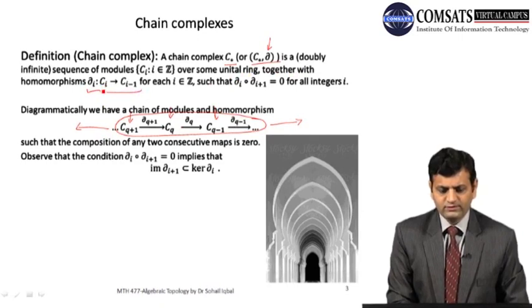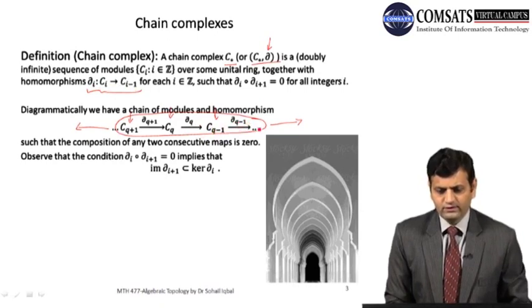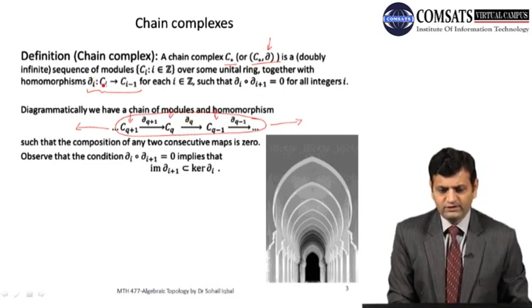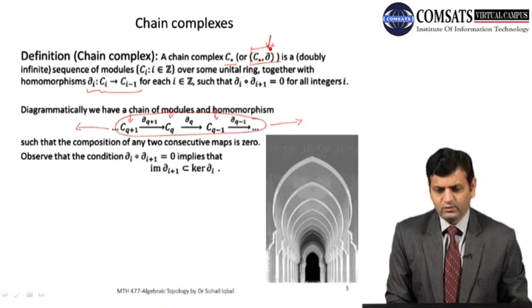So we have homomorphisms partial i from C_i to C_{i-1}. Of course, we have partial q minus 1 from C_{q-1} to C_{q-2}, and so on. We collectively denote these partial i's with this partial sign, just to name the homomorphisms between the objects of this chain complex. The important property they should satisfy is that partial i composed with partial i plus 1 is equal to 0. So what does this condition imply?